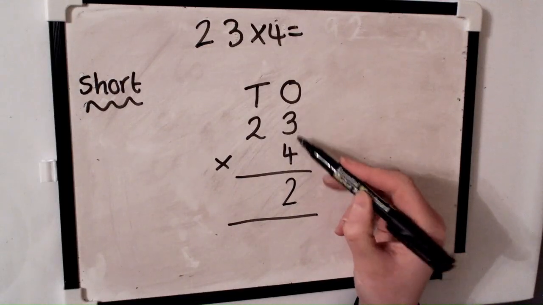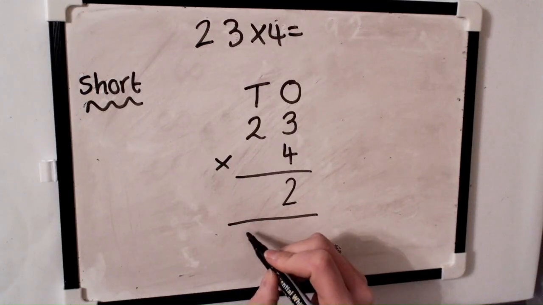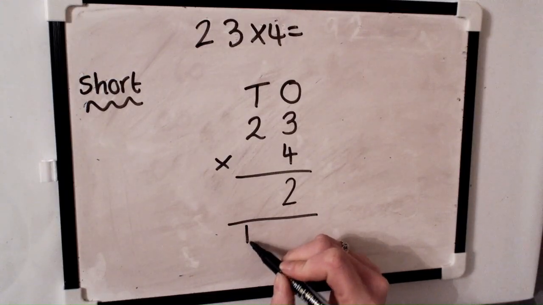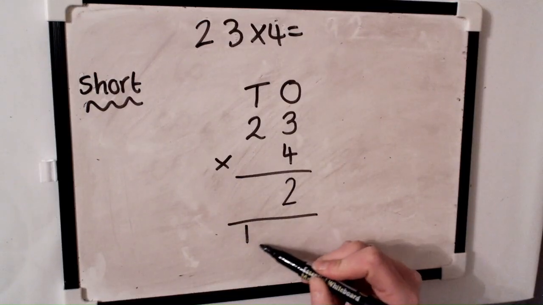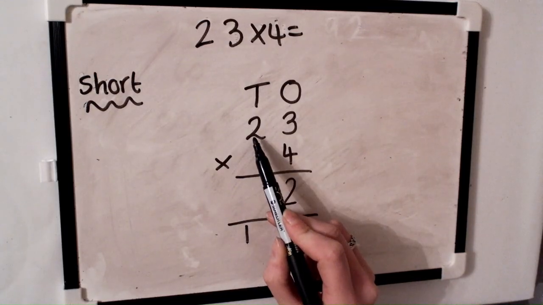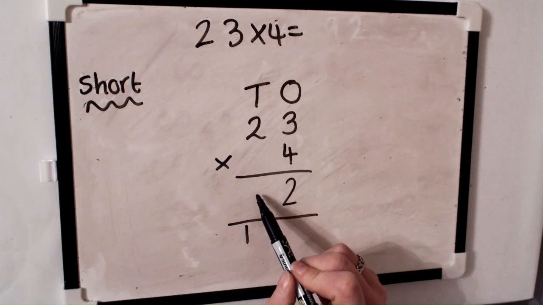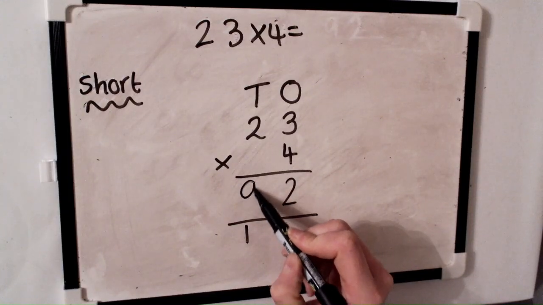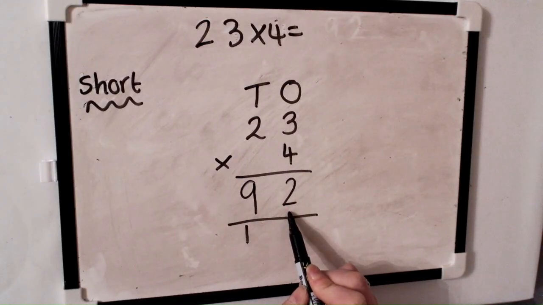And I'm going to exchange that 10 like this. It goes underneath because it's an exchanged 10, so it goes into the tens column. I am then going to say to myself, 2 tens multiplied by 4 is 8 tens. Plus the exchanged 1 ten from before equals 9 tens. That's where it comes from, because we're in the tens column. So there we've got our answer.